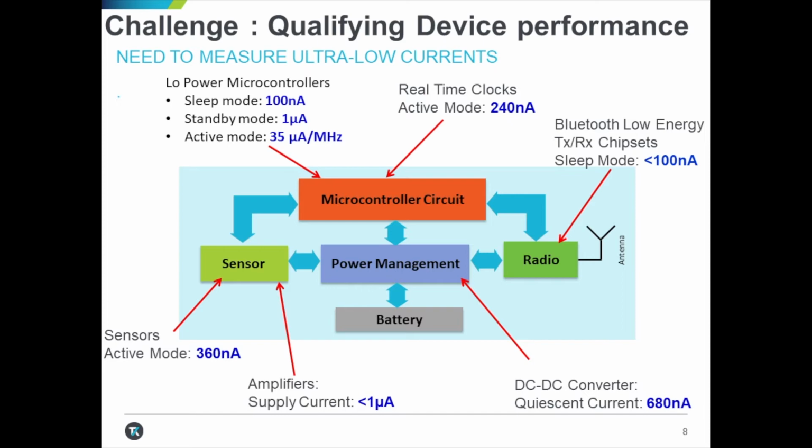As a designer moves from digital to analog sensors to RF transmit and receive, the underpinning theme here is that currents are running between micro to nanoamps of current.